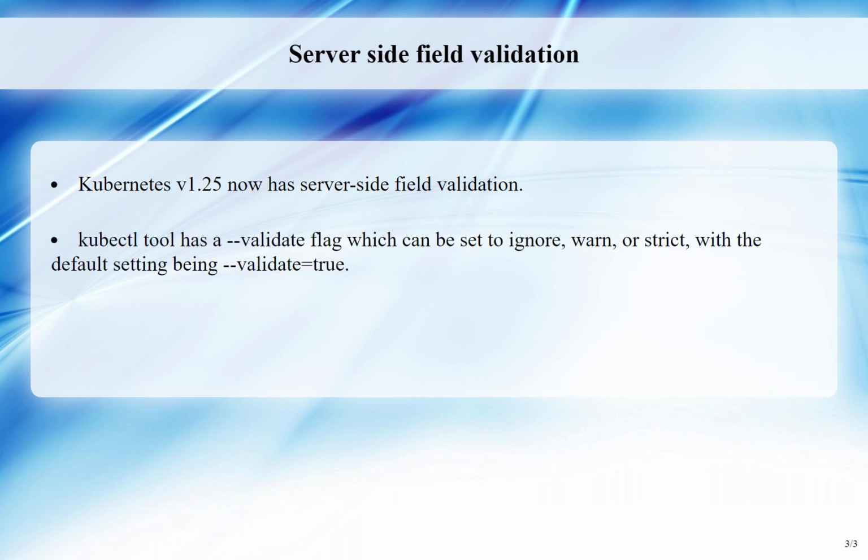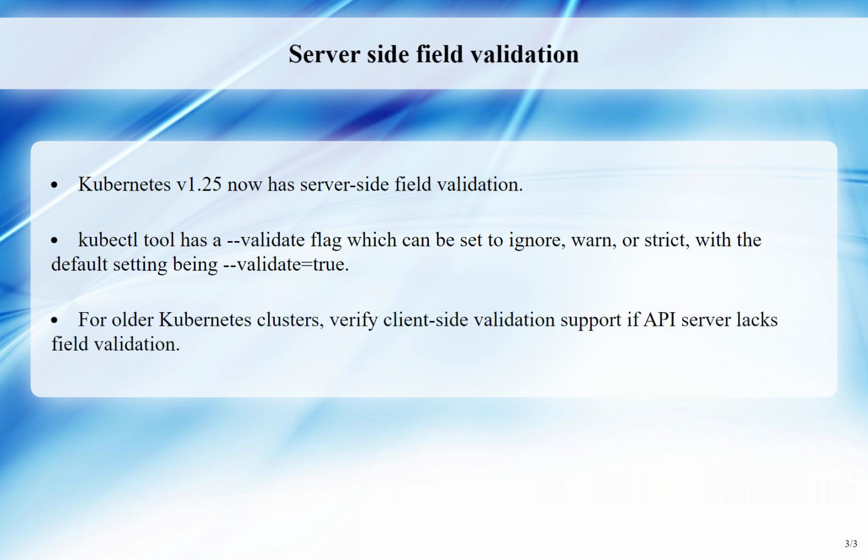The kubectl tool uses the validate flag to set the level of field validation, with options including ignore, warn, and strict. By default, the validation setting for kubectl is --validate=true. If the API server does not support field validation, kubectl will fall back to client-side validation. It is important to check the documentation for older Kubernetes clusters, pre-v1.27, as field validation may not be available.